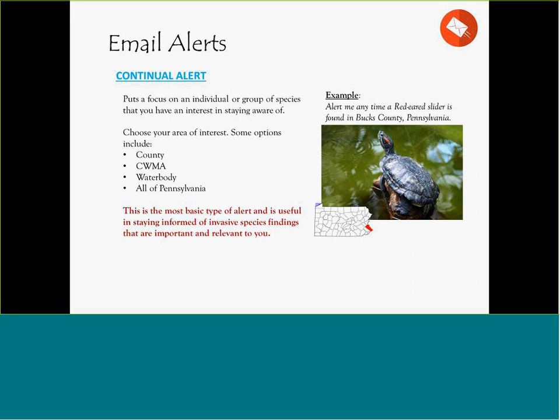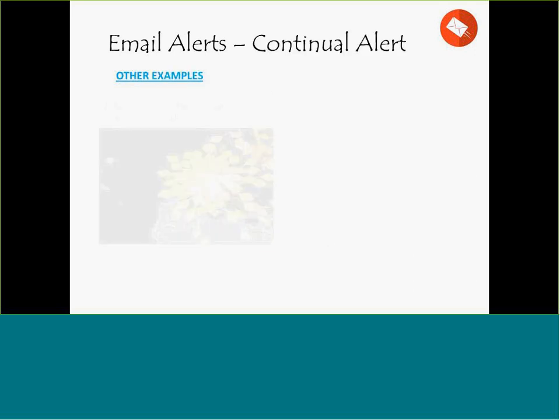Just so you know, this is probably one of the most basic types of alerts out of the three that we offer, that most people use, and it's helpful in just staying aware of the particular invasive species that are most important and most relevant to you. So here's an example of a continual alert that you could set up. You could say, alert me anytime a red-eared slider is found in Bucks County, Pennsylvania. Anytime we would receive an observation that would be confirmed for that particular species in that county, you would receive an alert telling you that that observation was reported to the database.